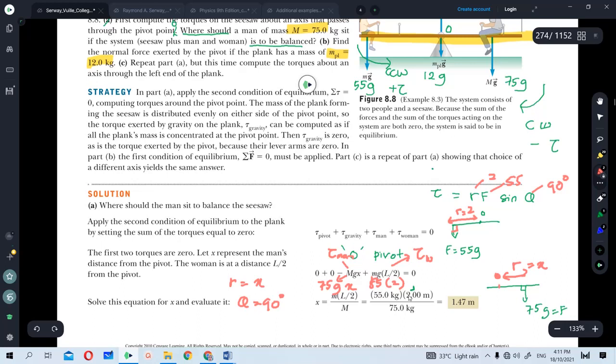From there, you are going to write it something like this: negative torque, 75g, this is the force, times the r value, which is X, plus 55 times g times the distance, which is 2, equivalent to 0. So X will be similar to what's given here, 1.47 meters. Give it a try.